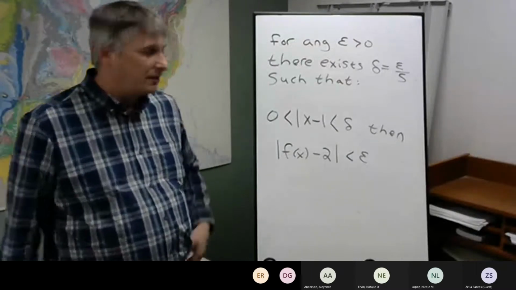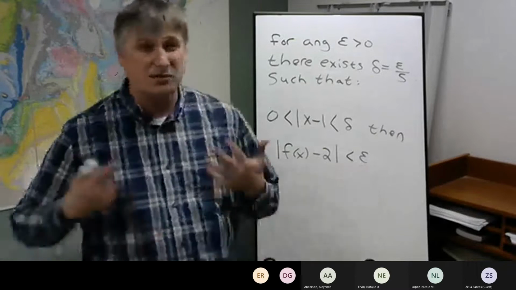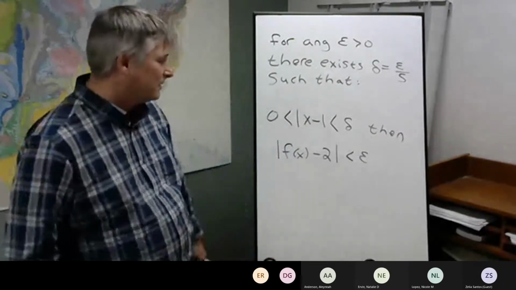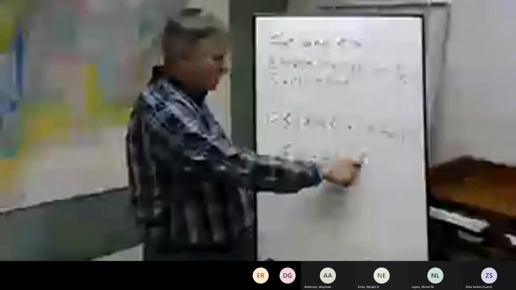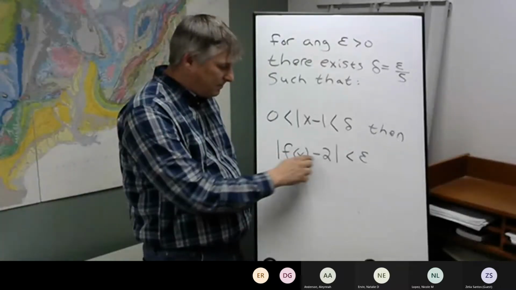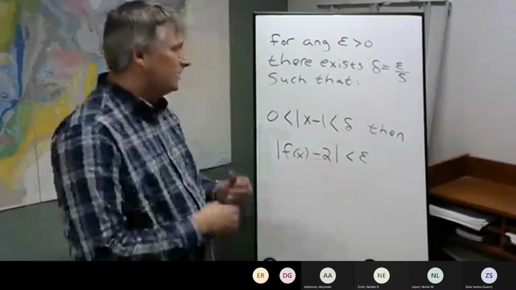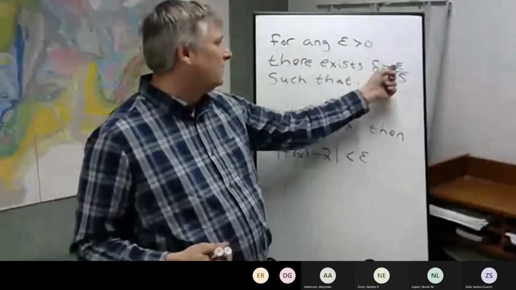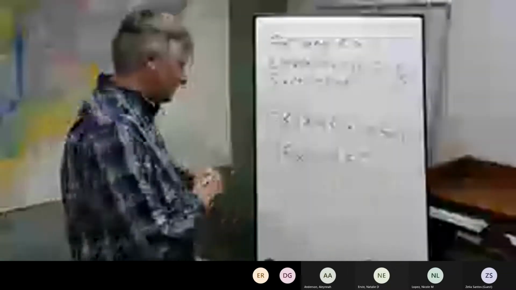So what this is saying, remember, we can make epsilon as small as we want. So no matter how small you choose epsilon, however close you want f of x to be to the value of 2, just choose a delta of epsilon over 5.